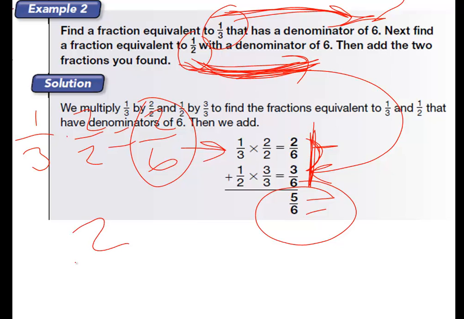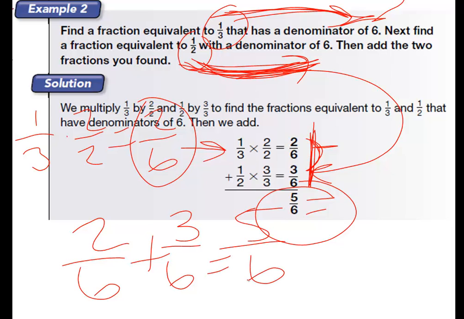Could you have lined these up like this? Could you have done it this way and come up with 5/6? Sure, you could have done that.